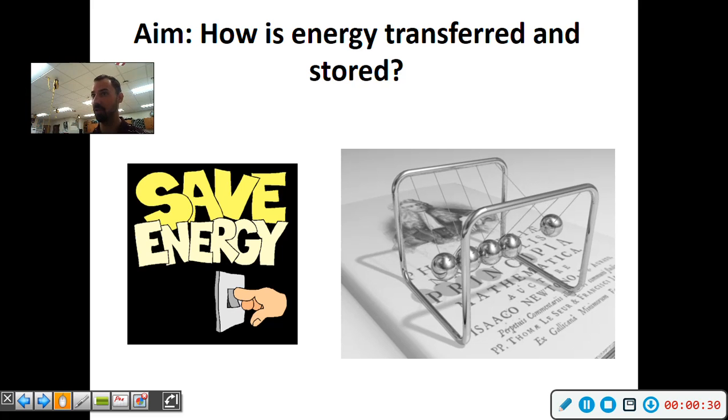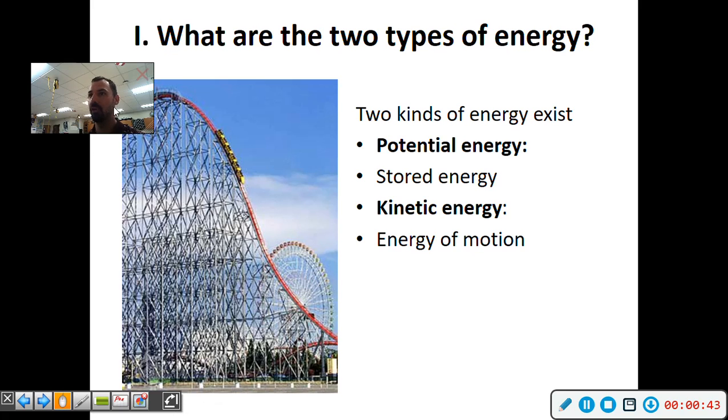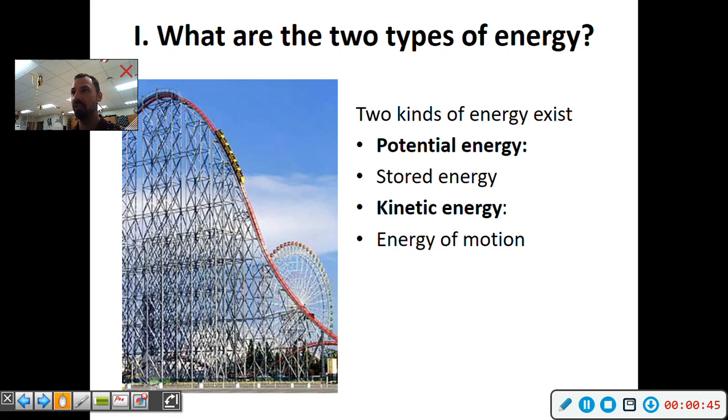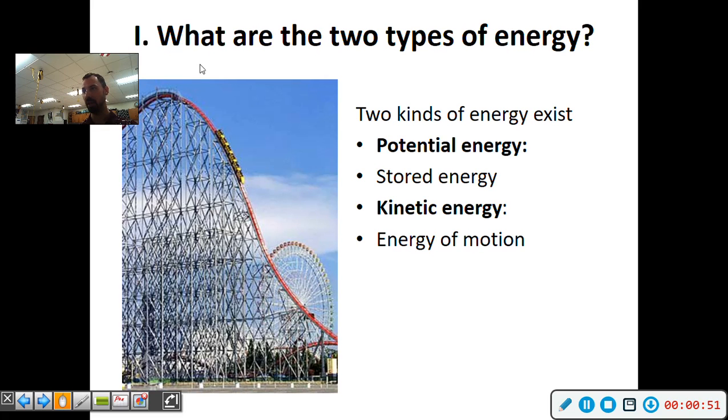I'll actually demonstrate it in another video because there are really cool things you can do with it, and I have one here in the classroom. Now let's talk about the storing of energy and the way it works. There are two types of energy that we know of: potential, which is stored energy, and kinetic energy, which is energy in motion. In the last video, when we talked about types of energy, they fall under these two categories. So basically, two kinds of energy exist.